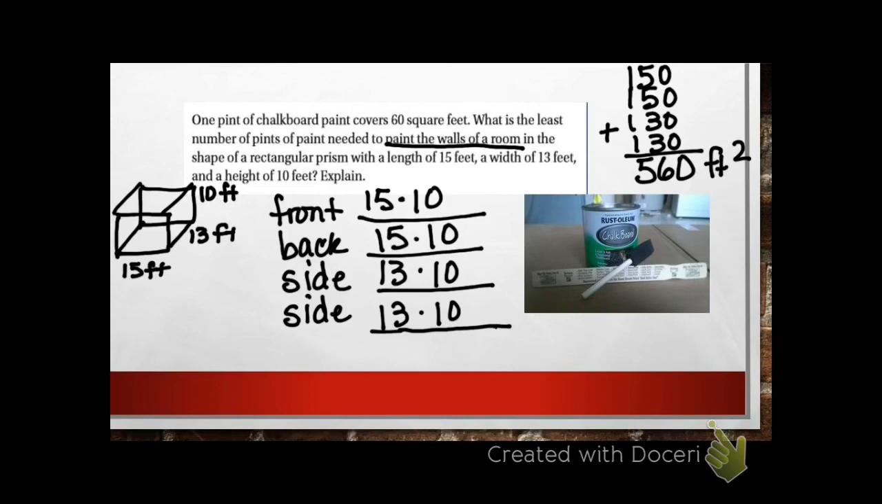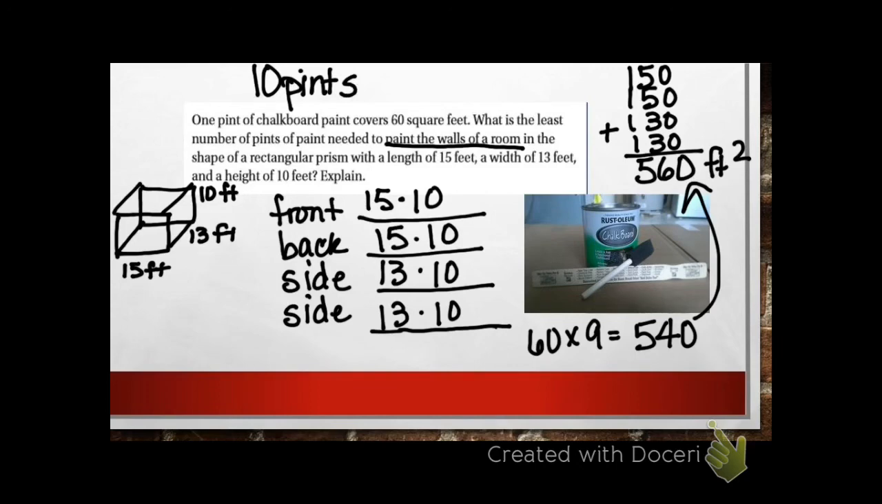Well, 1 pint of chalkboard paint covers 60 square feet. How many 60s are there in 560? How many times? Well, if I took it in there 9 times, what's 60 times 9? It's 540. Is that enough to paint this room? No, it's not. I'm going to be a little bit short. So I'm going to actually have to buy 10 pints. 10 pints to paint my room.